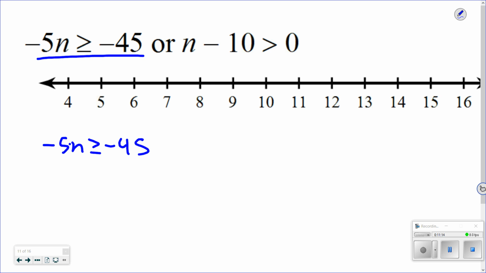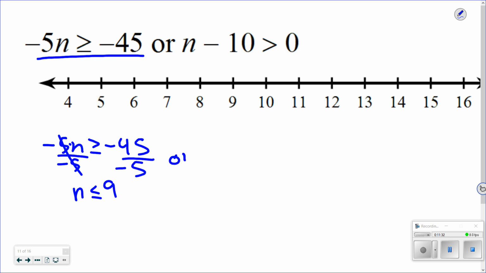So it's -5 times n. I've got to divide by -5. Just don't forget all the stuff we've learned about inequalities. If I divide both sides by a negative like I just did, make sure you flip the inequality sign. So instead of being a greater than, it changes to a less than. -45 divided by -5 is 9.